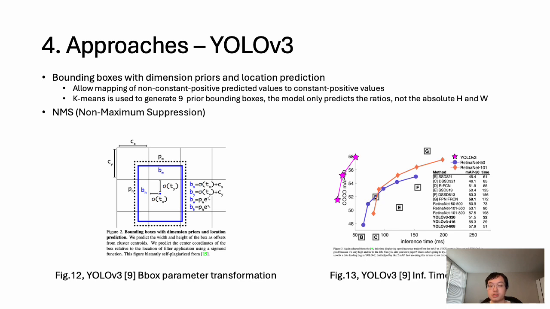On the right side, there is a graph demonstrating the inference time versus the mAP, the mean average precision, on the MS COCO dataset, which highlights YOLO v3's advancement.